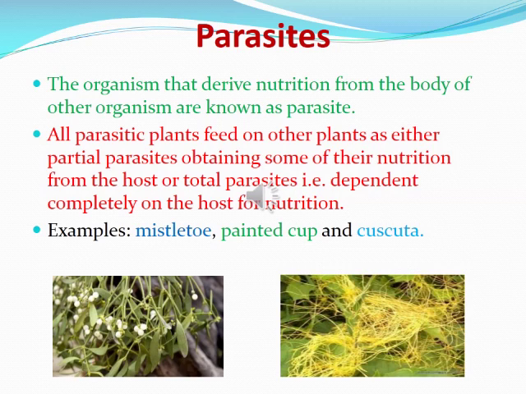All parasitic plants feed on other plants as either partial parasites, obtaining some of their nutrition from the host, or total parasites, dependent completely on the host for nutrition. Common examples of partial parasites are painted cup, parasitic on roots, and mistletoe, parasitic on branches of mango and mahua trees. Total parasitic plants are dodder, cuscuta, and certain tropical plants of the Rafflesia family.